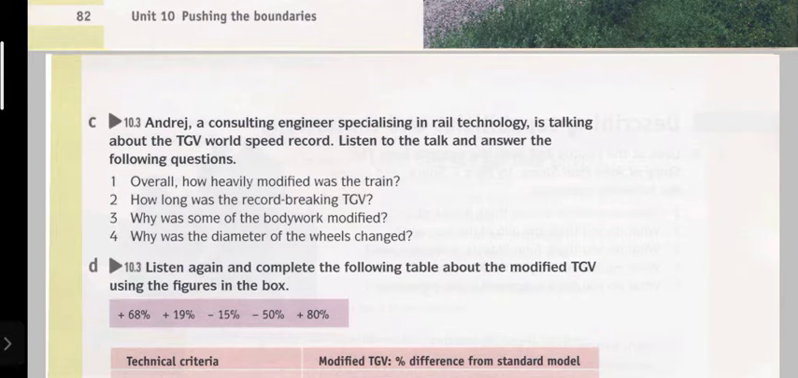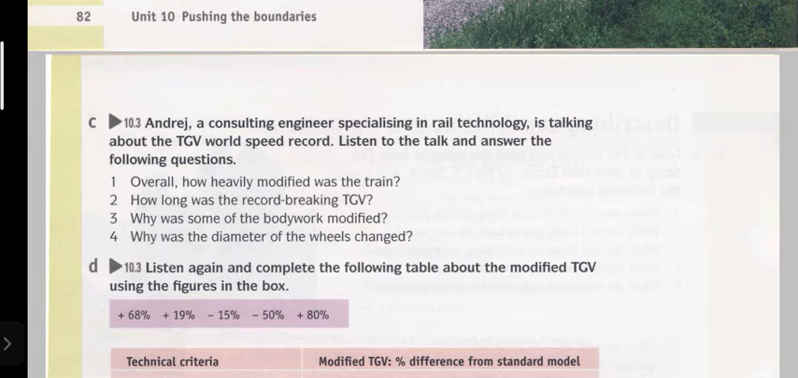Number 3. Why was some of the bodywork modified? They changed something in the body of the train, so why did they change the body? Number 4. Why was the diameter of the wheels changed? Why was the diameter of the wheel changed? Did they make it bigger or smaller? Why was it changed? This is what we want to know.